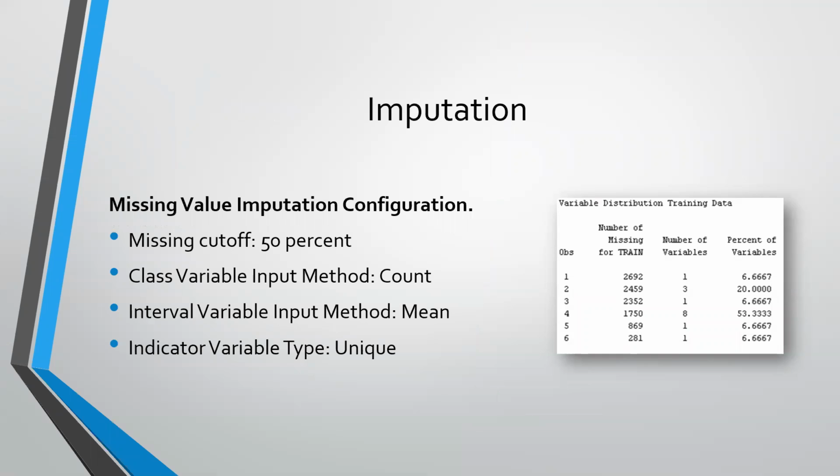For those missing values, certain criteria were set where the cutoff was at 50%. The class variable input method was then set to count, while the interval variable was set to mean, and the indicator variable type was set to unique to identify each distinct value type.